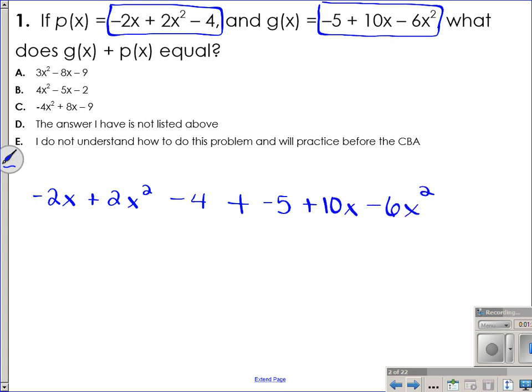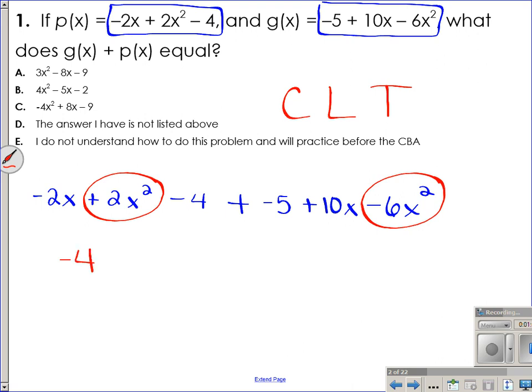Now remember, when you add expressions together, you have to only combine like terms. So what goes together here? Well, the x squared terms, 2x squared and negative 6x squared go together. So 2 plus negative 6 is negative 4x squared. Then negative 2x goes with positive 10x. Negative 2 plus 10 is positive 8x.